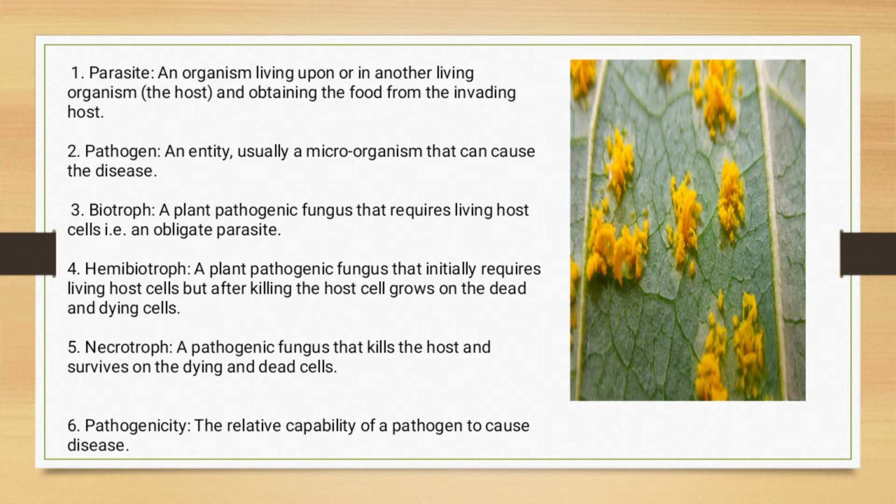Hemibiotroph: a plant pathogenic fungus that initially requires living host cells, but after killing the host cell, grows on the dead and dying cells. Means at the initial stage when the fungus attacks the living plant, then gradually it kills that plant, and after the death of that host plant, it continues its life cycle on the same plant.